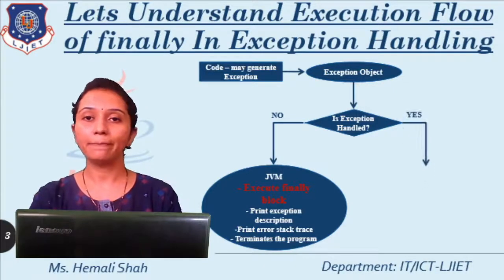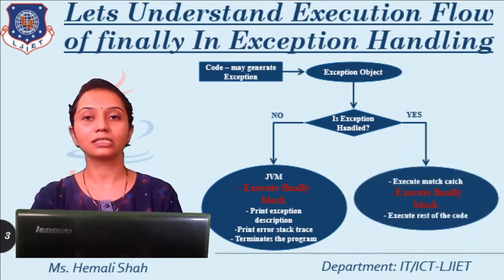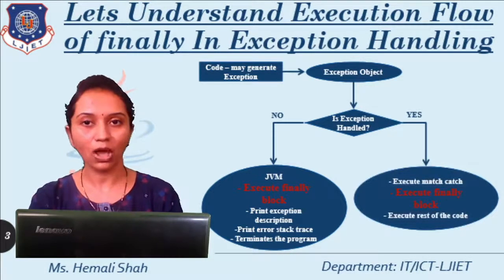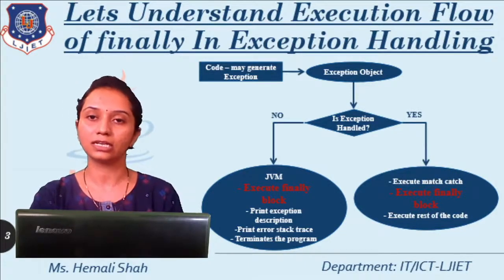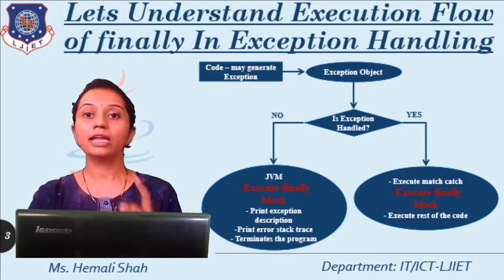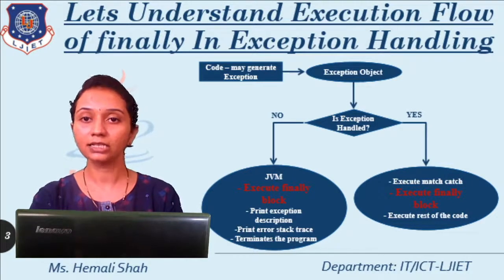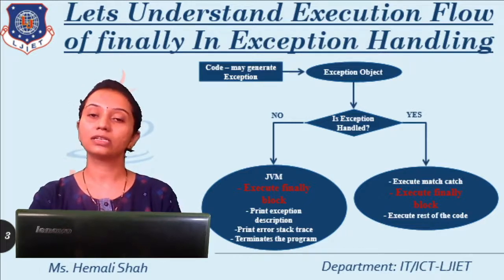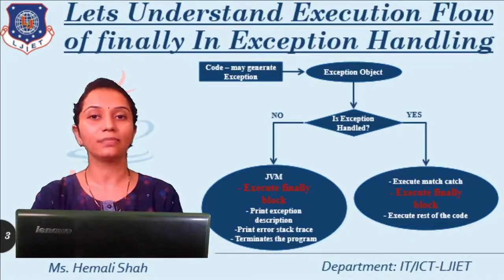Now, what happens if you have written the catch block? That means you have handled the exception. Then it first executes the matching catch block. Any one catch block will be executed based on the error generated in your try block. It executes the finally block always, right? And it executes the rest of the code also, because the error is handled as the catch is matched.